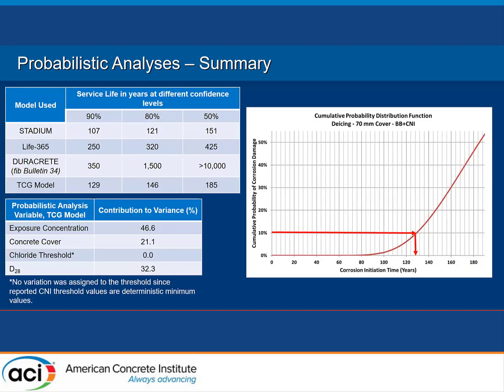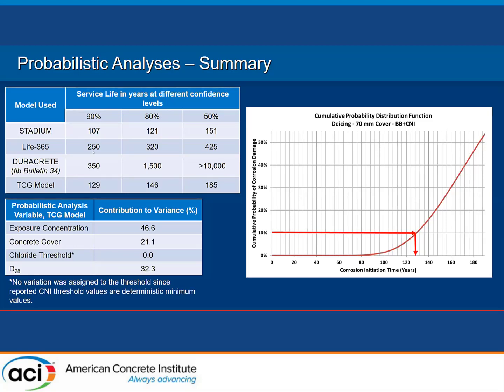When we came around and did the probabilistic analysis, I'll show one such curve on the right here, and then we have the corrosion initiation time in years. We have the cumulative probability of corrosion damage. Typically, when you hit 10%, in this particular case, that's when it was considered a design life. And you can see that was 129 years here for the TCG model predicted. The Stadium model predicted 107 years.